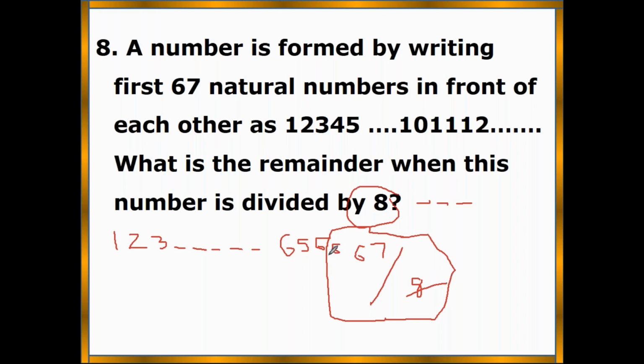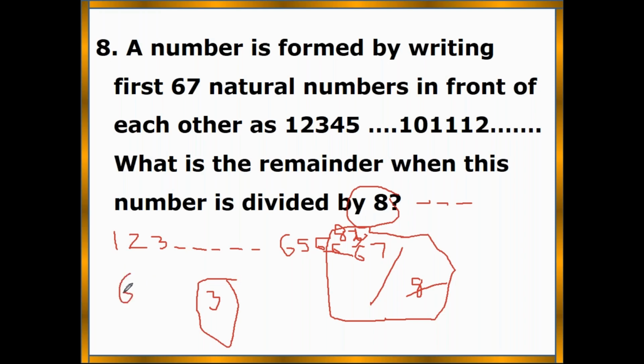So 8 8s are 64, 2 is there, 27; 8 3s are 24. So 3 is the remainder out of 27, 24. So what is the remainder? 3 is the remainder. What does it indicate?